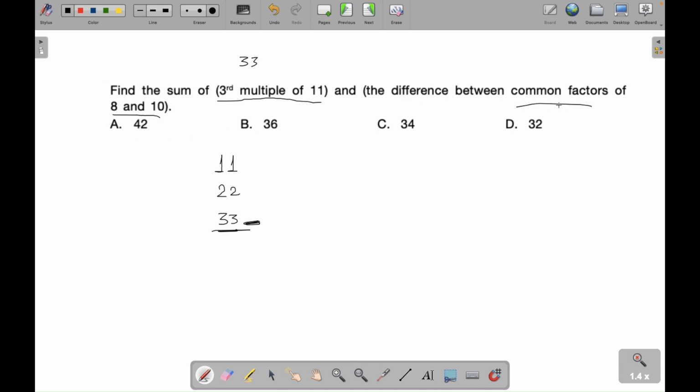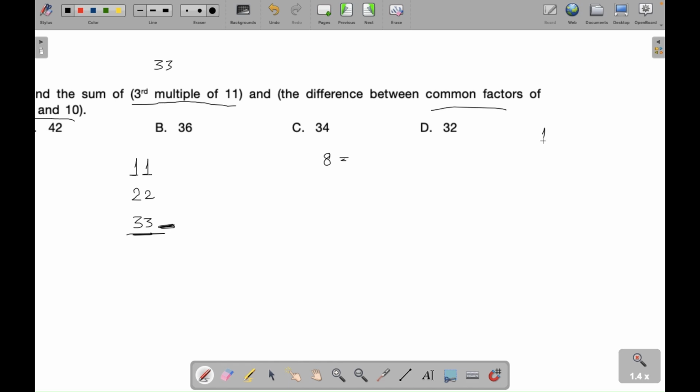And the difference between common factors of 8 and 10. So to understand this question, first we'll find the common factors. Okay, so 8. What are the factors of 8? To find the factors of 8, we have to write the factor pairs. So 1 times 8, 2 times 4, and 4 times 2. So 4 times 2, we have repeated the same thing, so we'll not write it and stop the process. So 1, 2, 4 and 8. So these are the factors of 8. What about 10? So 10, we can write this as 1 times 10 and 2 times 5. That's it. So 1, 2, 5, 10.